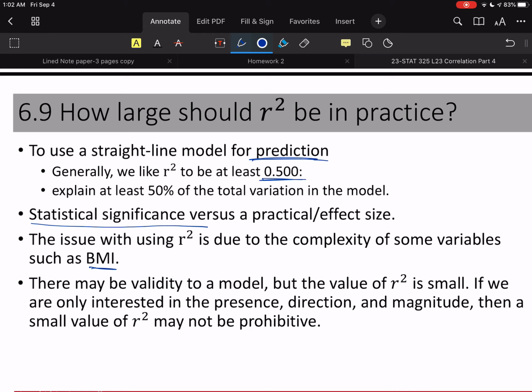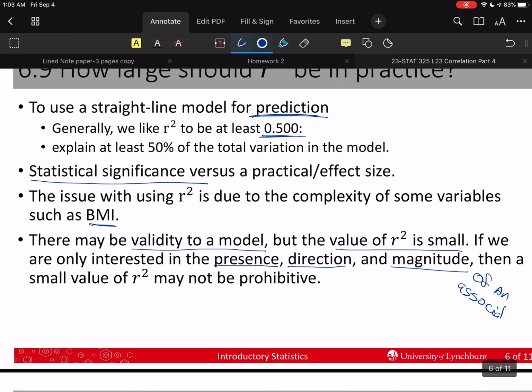Okay, so there may be a validity to the model, but if the value of r squared is small, then we can only talk about the presence, the direction, and the magnitude of a correlation, or an association. Okay, so if we're just interested in the presence, direction, or magnitude, a small r squared may be okay.